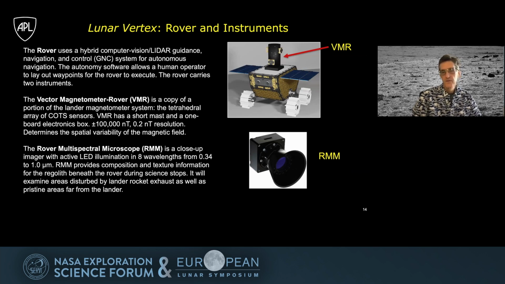So, for this, it's really important to get away from the area messed up by the lander rocket exhaust so that we can examine pristine areas away from the lander. Although it will be very interesting to examine and compare the lander-disturbed regions with areas farther away, at the microscopic level, for comparison with the sorts of changes that are observed around landing sites from orbit.